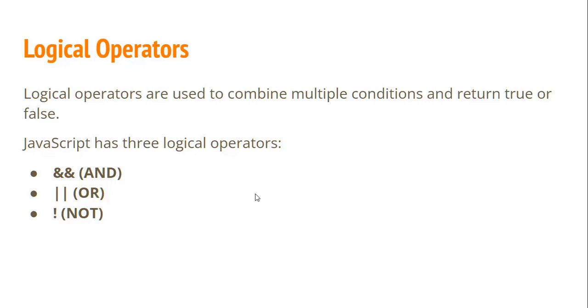Logical operators. Logical operators are used to combine multiple conditions and return true or false. JavaScript has 3 logical operators: and, or, not. And operator. The and operator returns true only if both conditions are true.